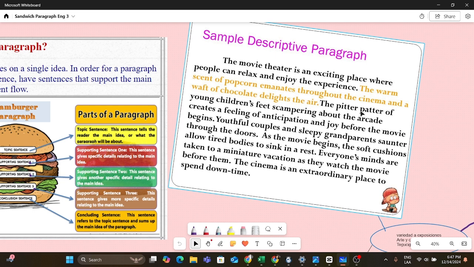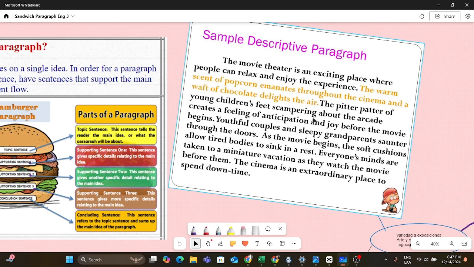Okay, so what the writer is doing here is taking us to that place, touching our senses. He is touching the senses, smell, right? Then we have another supportive sentence. The pitter patter of young children's feet scampering about the arcade creates a feeling of anticipation and joy before the movie begins. So you see, we feel like we are there.